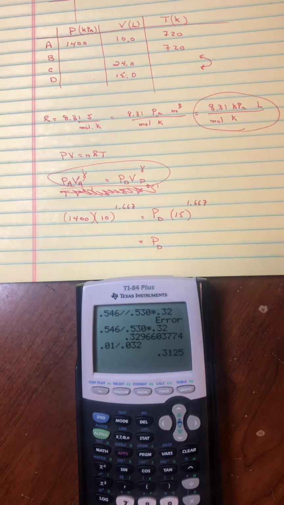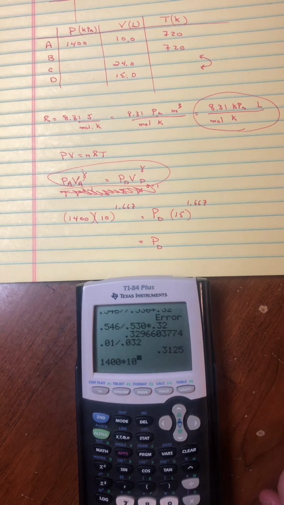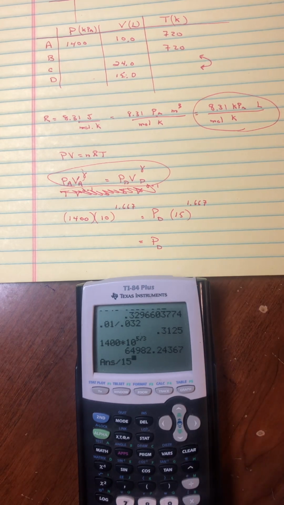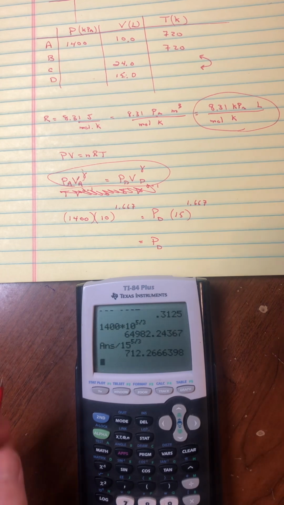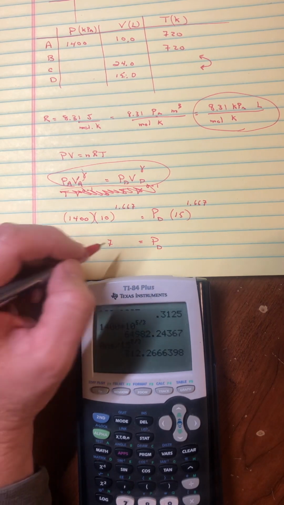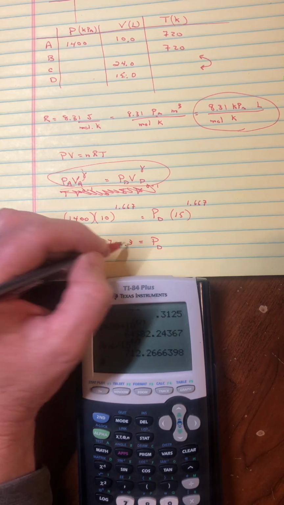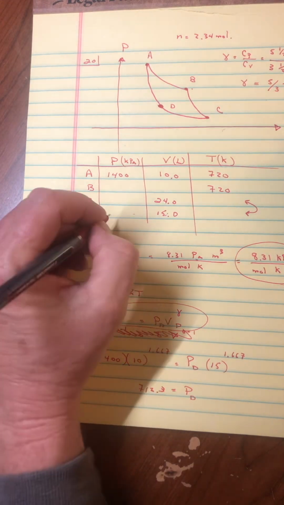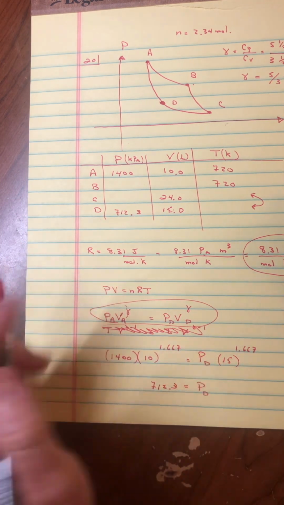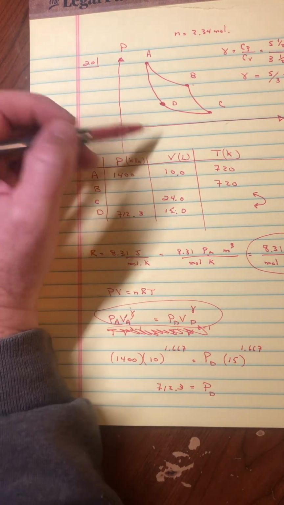I'll just do this collectively together. 1,400 times 10 raised to a power of, and I'll just do 5/3. Okay. So there's this side of the equation. Let me then divide that by 15 raised to a power of 5/3. And so I get a pressure of 712.3. And so putting that here, 712.3.